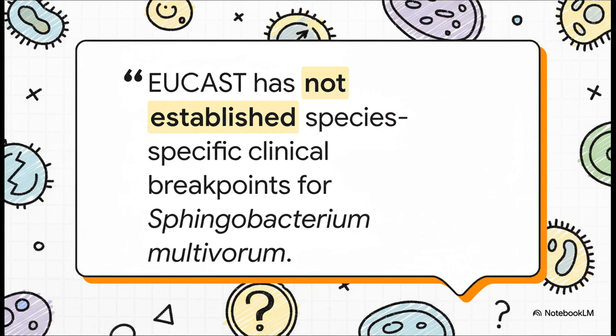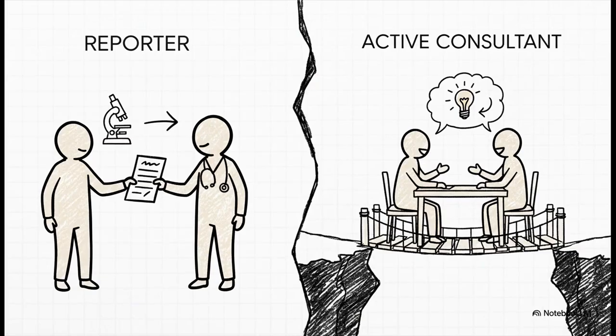EUCAST, the main authority for us in Europe, provides zero, zip, nada in terms of species-specific clinical breakpoints. And without those established cutoffs, we can't definitively call an isolate susceptible or resistant based on the MIC value we get. So what does this mean for us? It means we are operating in what I call a breakpoint void. You can't just send out a report that says S or R. You have to report the raw minimum inhibitory concentration, the MIC value itself, and then you have to pick up the phone and consult with the clinical team.